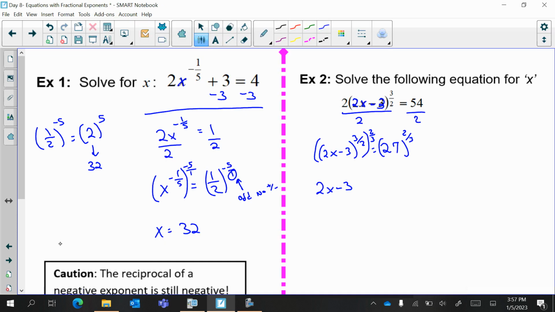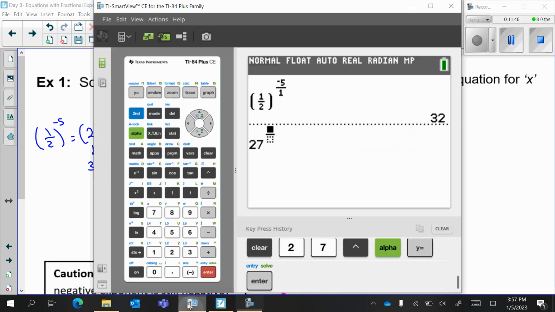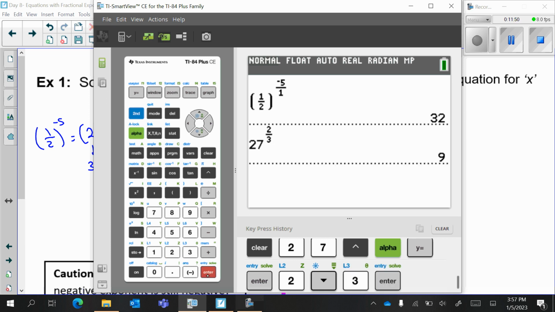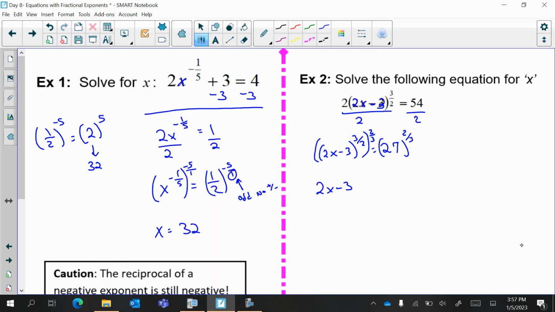Oh, is it 2/3? Yep. There we go. Calculator tells us it is 9. And from there, you know how to solve that equation. We are going to add 3 to both sides. And then we are going to divide by 2.